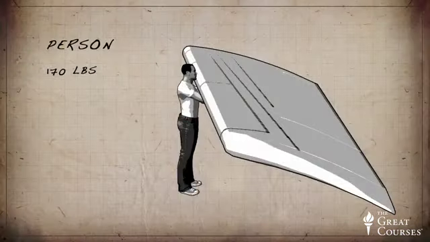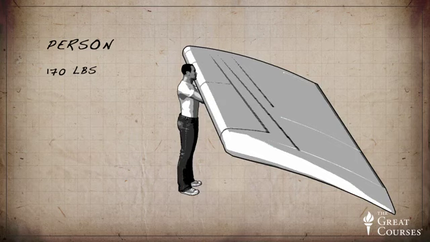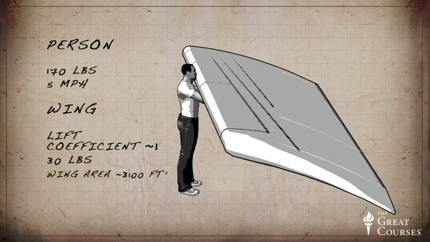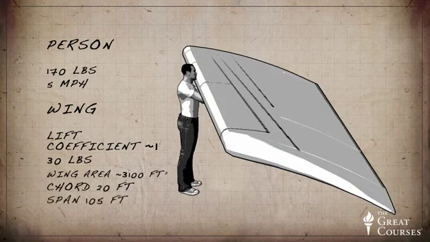We can estimate the wing area required for flight. Based on the equation of lift, the required wing area is 2 times the weight divided by the product of density, the square of velocity, and the lift coefficient. A 170-pound person carrying a large wing might be able to run at about 5 miles per hour, and a typical wing might have a lift coefficient of around 1, perhaps weighing around 30 pounds. Pulling these values together with standard sea level density, we can calculate the required wing area as over 3,100 square feet. So for example, this would be a wing with a 20-foot chord and a span of 105 feet.